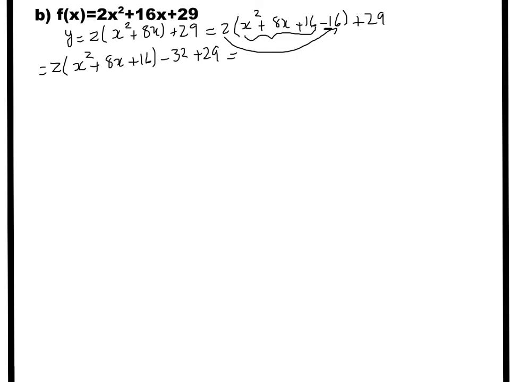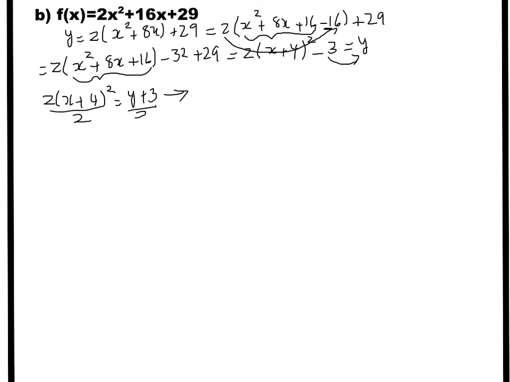This is going to give me, now, x squared plus 8x plus 16 can be written as x plus 4 squared. And negative 32 plus 29 gives me negative 3. This is my vertex form, which is now equal to y. So now I can solve for x. I can move negative 3 to the right. So I get 2 times x plus 4 squared is equal to y plus 3, or divide by 2, I'm going to get x plus 4 squared is equal to y plus 3 divided by 2.